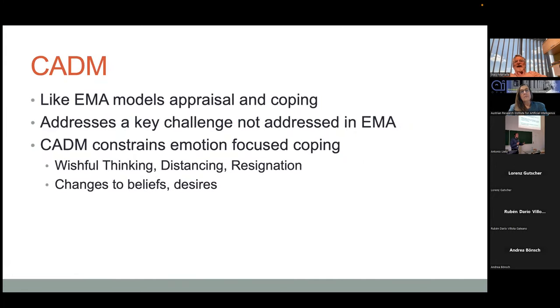So CADM, like EMMA, models appraisal and coping, but it really tries to address one of the major limitations in EMMA. EMMA didn't put any constraints on emotion-focused coping. And that's a sort of an obvious missing element. We can't wish away any arbitrary belief, for example. We can't give up. We can't distance ourselves from critical goals like, you know, staying alive. And so we need some kind of way of constraining changes to beliefs and desires if we're going to model these coping strategies.